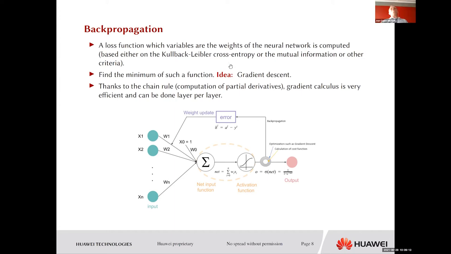And this loss function has variables, which are the weights and the biases of the neural network. The idea is to find the minimum of such a function by using the labeled data, the training data, and to use gradient descent. Thanks to the chain rule, in order to compute the partial derivatives, the gradient calculus becomes very efficient and can be done layer per layer. On this figure you can see a schematic view of backpropagation. I don't want to spend too much time on that.